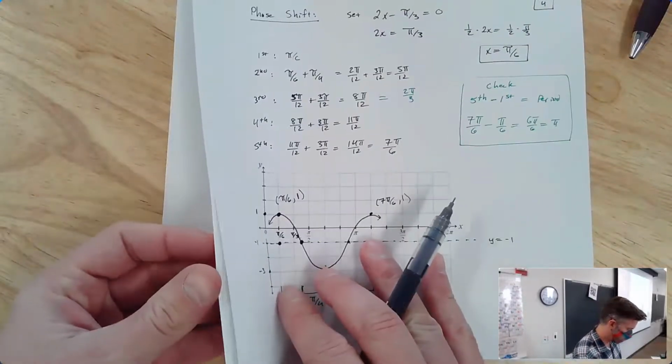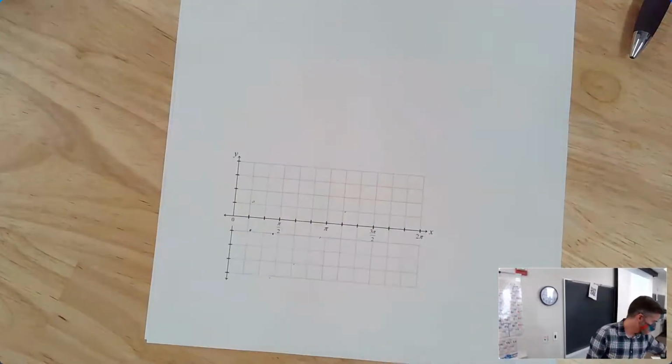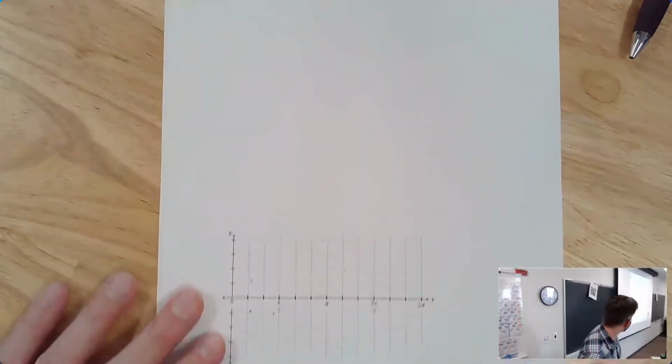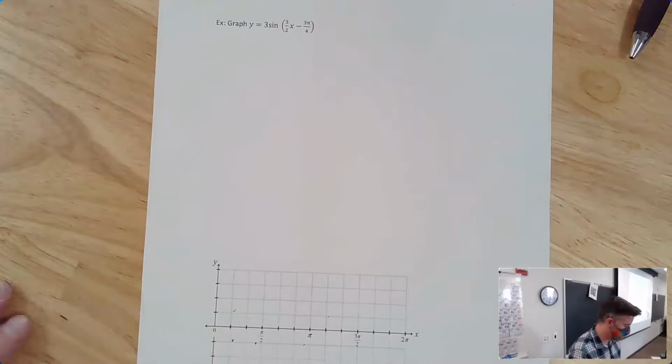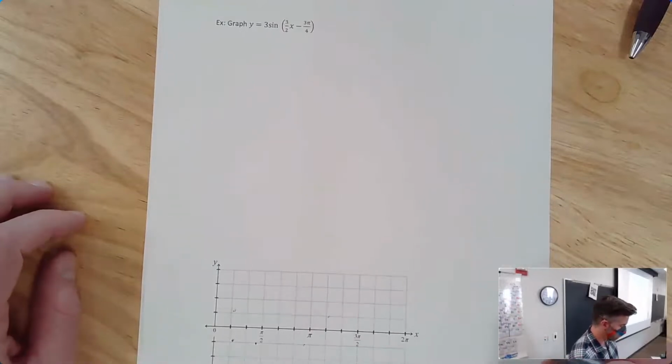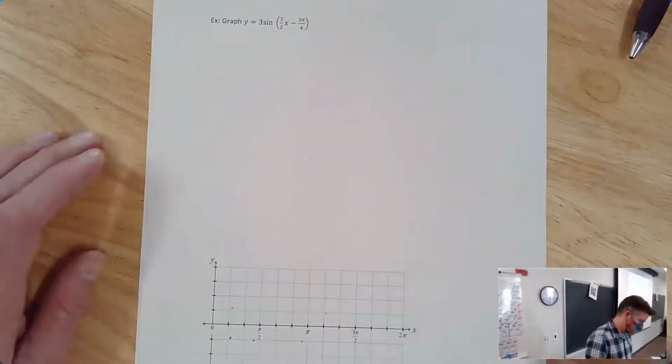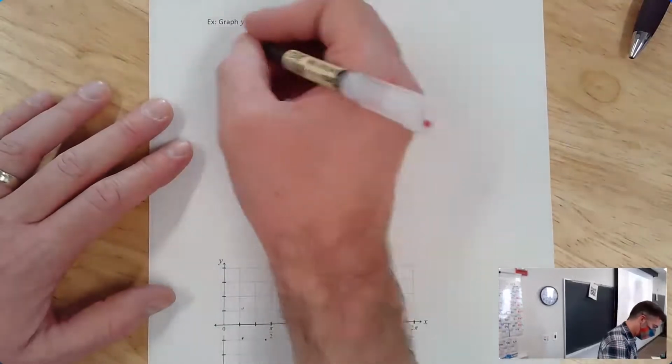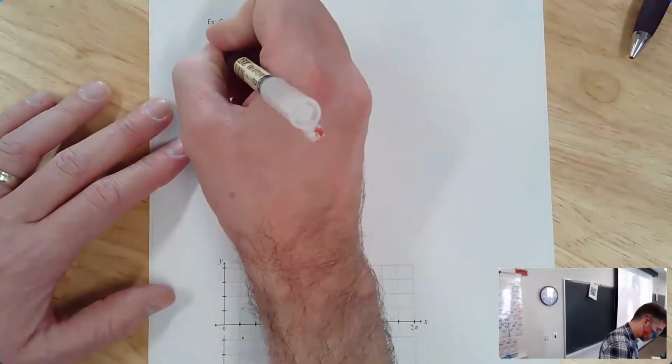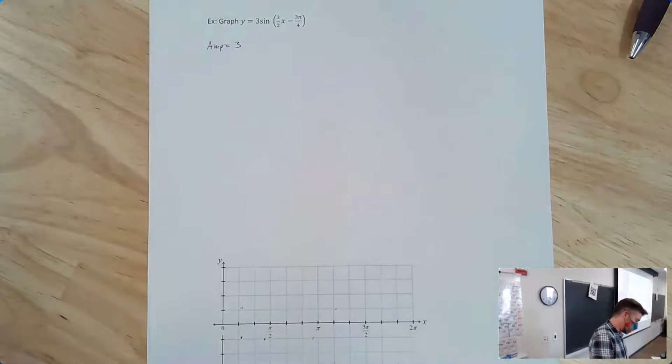All right, let's do one more. Let's take a fun one. You can graph y equals 3 sine of 3 halves x minus 3 pi over 4. All right. So our amplitude is 3. We don't have a vertical shift here.